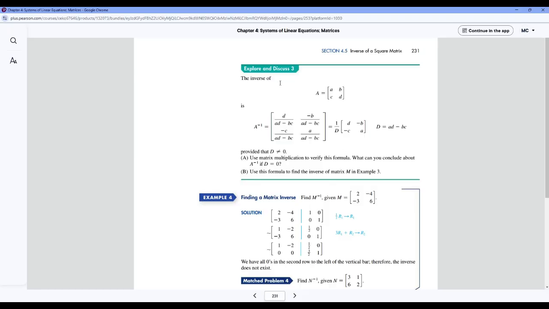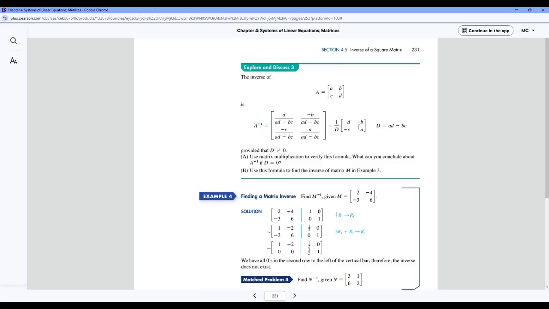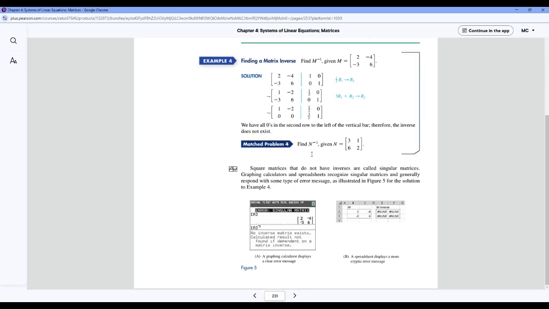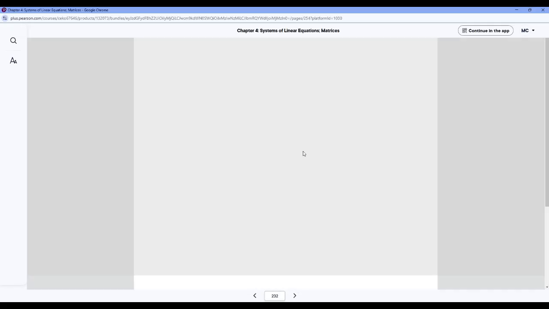All right. So here there is a formula for a two-by-two matrix. The inverse is equal to 1 over d, where d is the cross products subtracted from each other, times all those values. So there is a little trick that you can do, but we have a calculator for that.